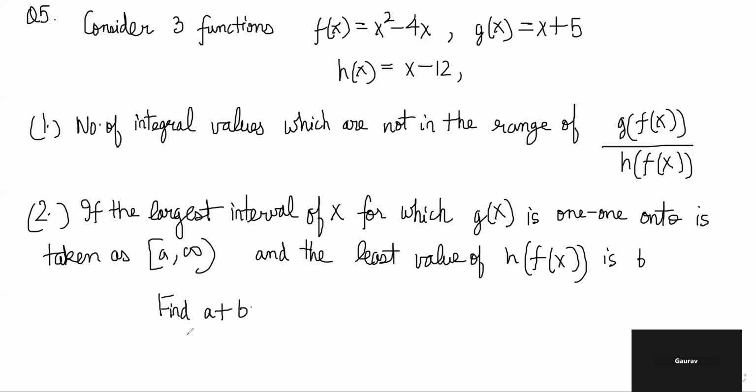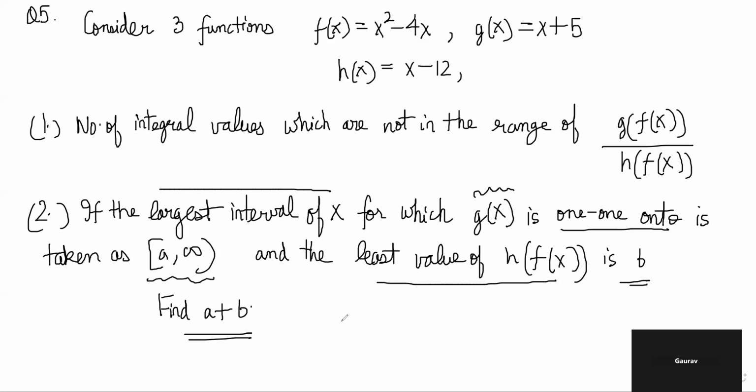Are you understanding what I'm saying here? Yes, sir. Largest interval of x for which g of x is invertible, right? Yes. That is given as this, and least value of this is b. You have to find a plus b. Okay. Yes. Now, two more questions, I think. Okay, actually, two, three more questions.